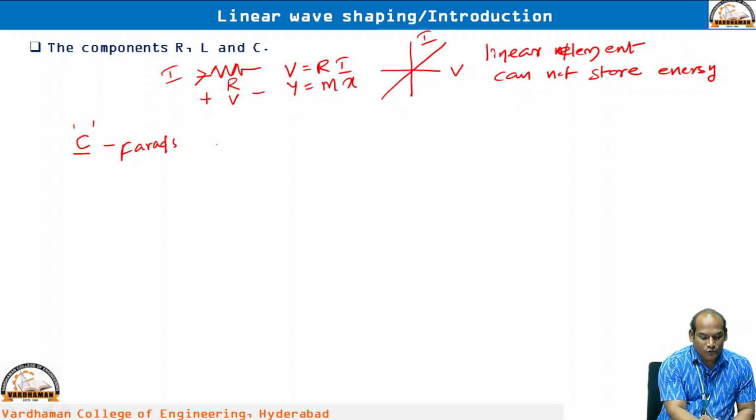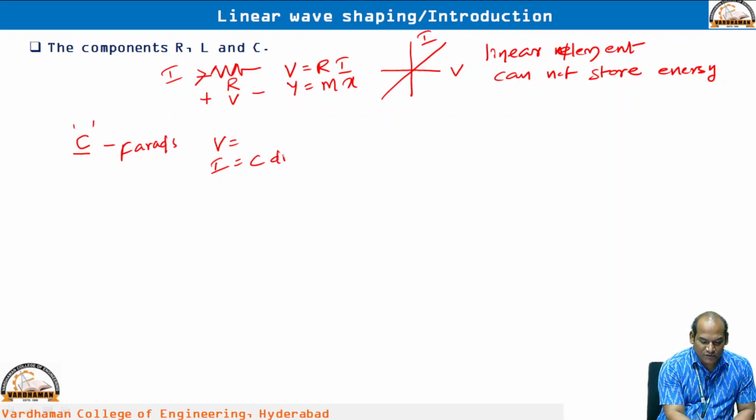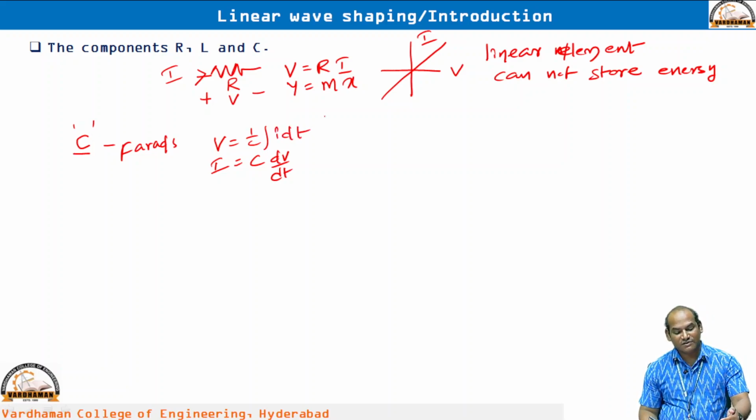The voltage of the capacitor and the current flowing through the capacitor are given by equations. Those equations are: I is equal to C into dV by dt, and from this equation we can give V is equal to 1 by C integral I dt. In this manner we can give the voltage equation and current equation of the capacitor.